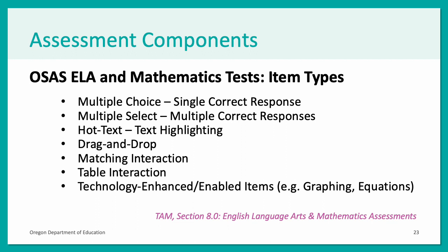Students will interact with different items, such as multiple choice, where there is a single correct response, multiple select, where there are multiple correct responses, hot text or text highlighting, drag and drop, matching items, and other table interactions. Some items are technology enhanced or enabled to allow students to enter an equation or create a graph. For more information about item types, please refer to the Resources section later in this module.